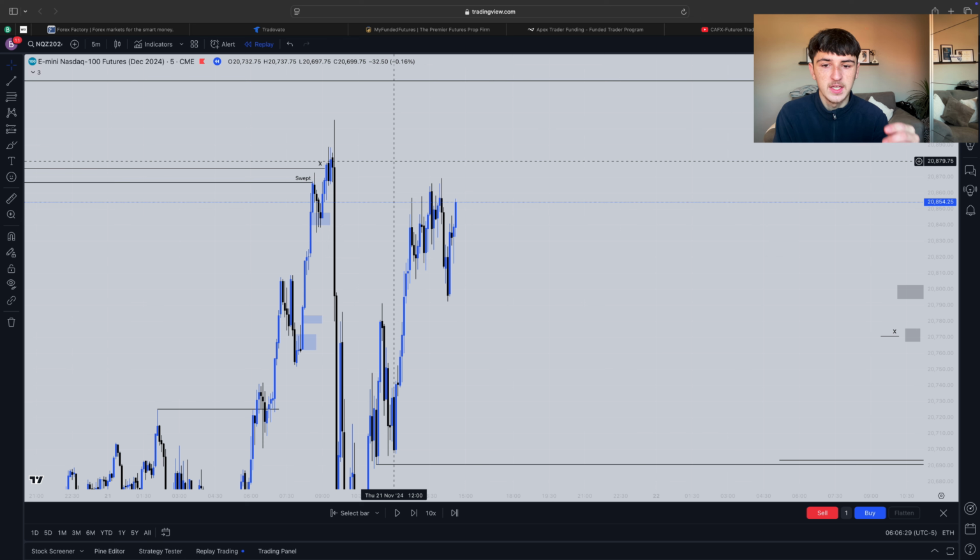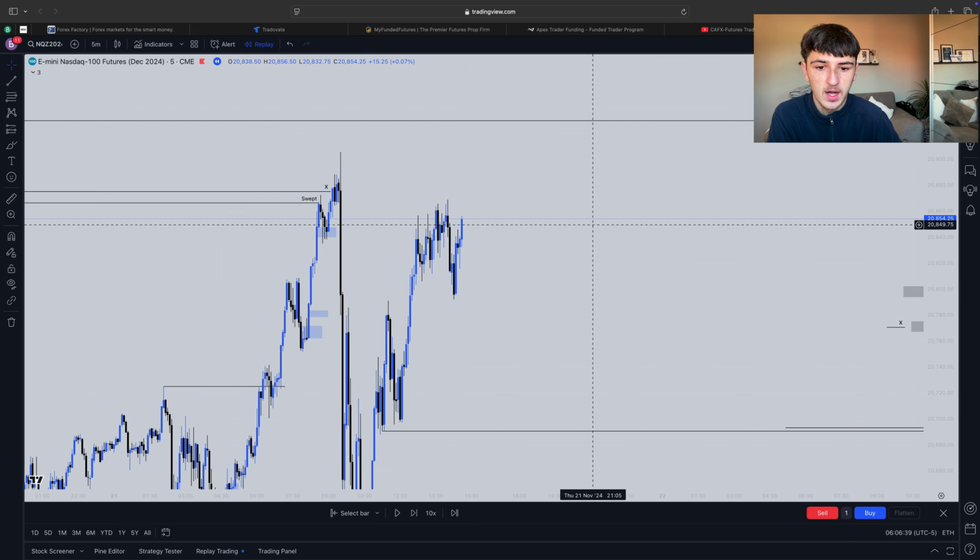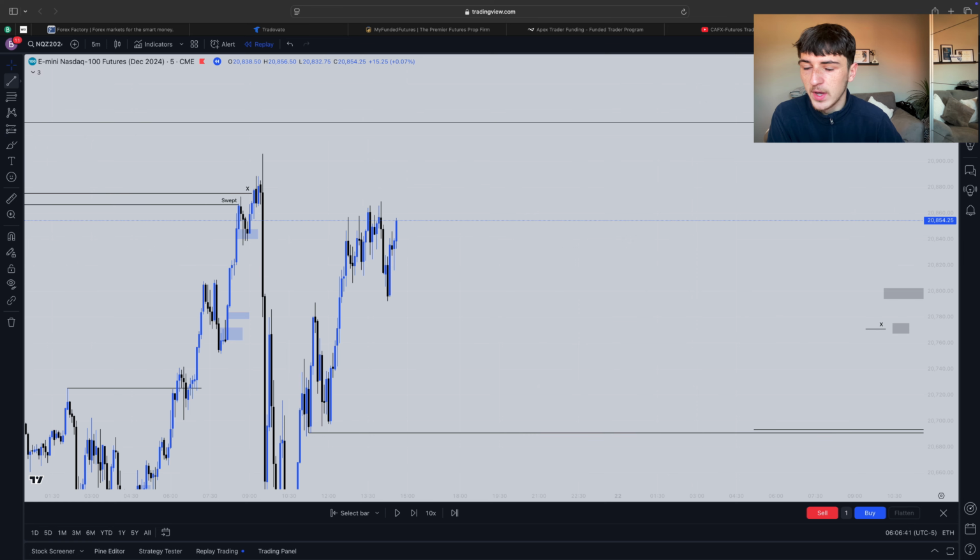So the market needs to take people out and wipe them out of the market for somebody else to be in profit. The way it does that is through liquidity sweeps and taking out highs and lows. The way that I imagine liquidity is that above every single wick is liquidity.